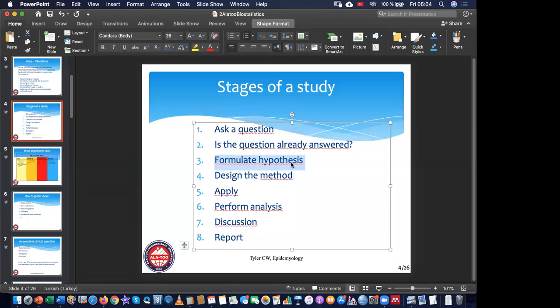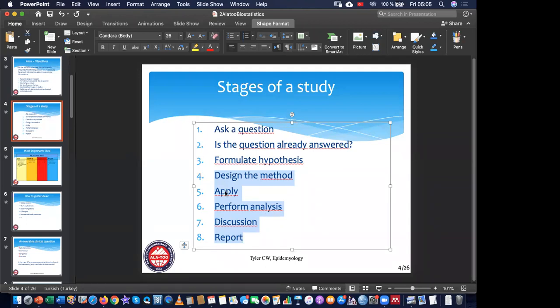Hypothesis, we had 2 types of hypothesis. Do you remember what they were called? The 2 types of hypothesis? H1 and H0. Yes, sir. Can you continue reading this list for me, just to remind the people? Formulate the hypothesis, design the method, and then apply.